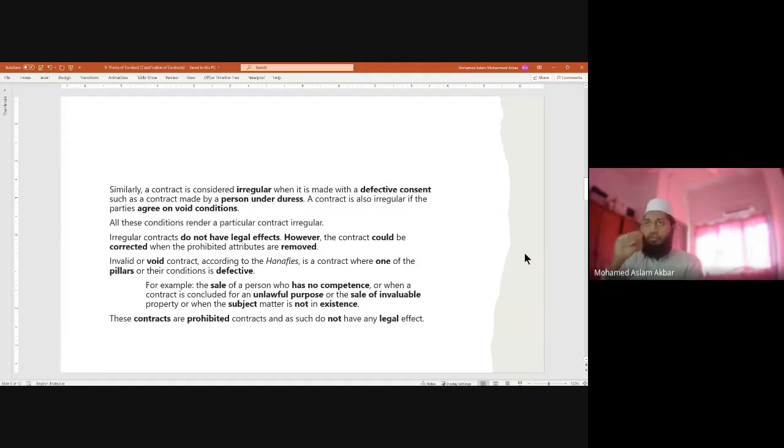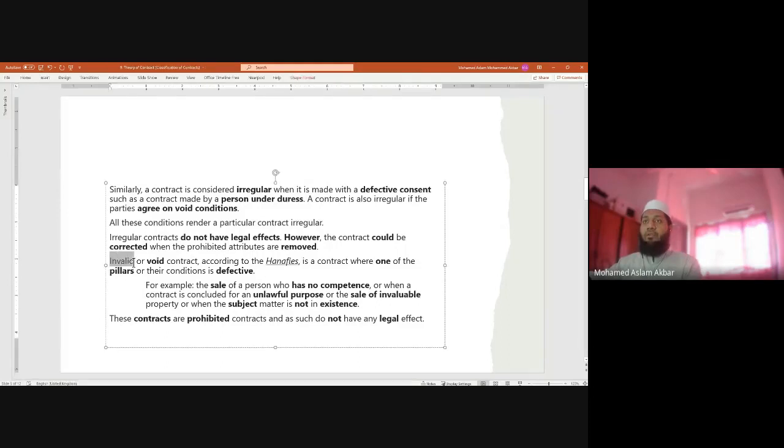An invalid or void contract, according to the Hanafi, is a contract where one of the pillars of the contract is defective. So this is crystal clear. If you want to talk about invalid or void, which means batil, according to Hanafi, definitely if offer and acceptance is not there, or if the conditions completing the offer and acceptance, which means the subject matter, are not there. For example, there is no phone at all. How are you supposed to sell?